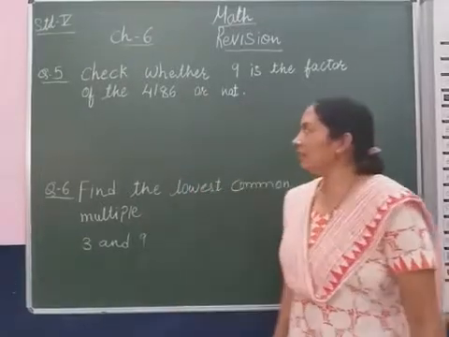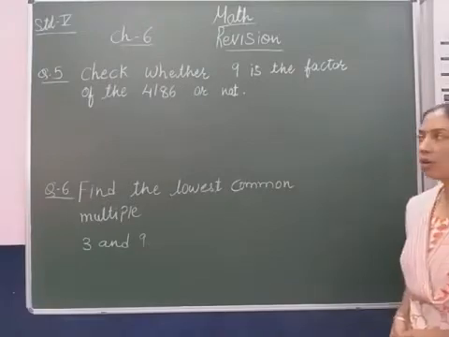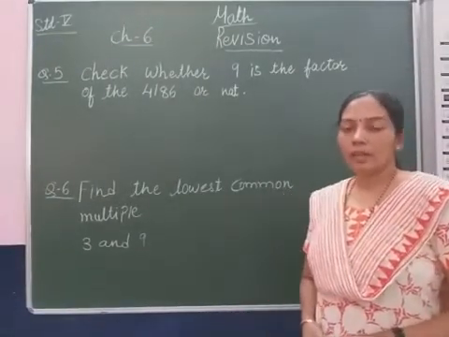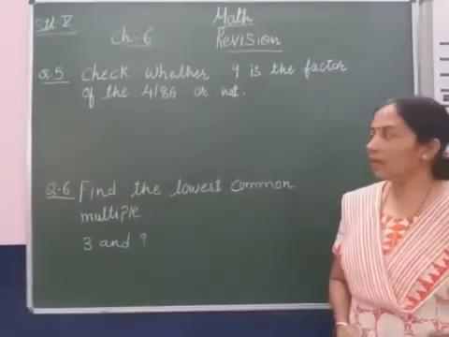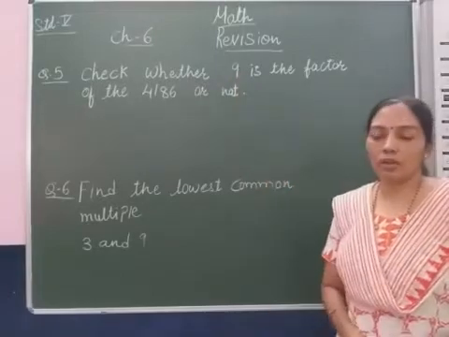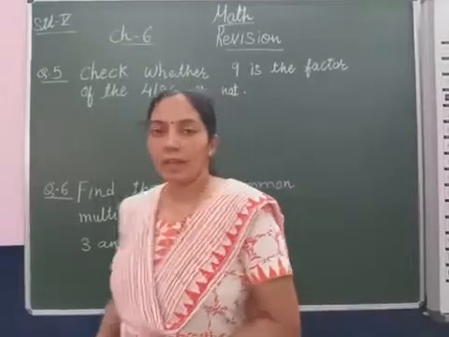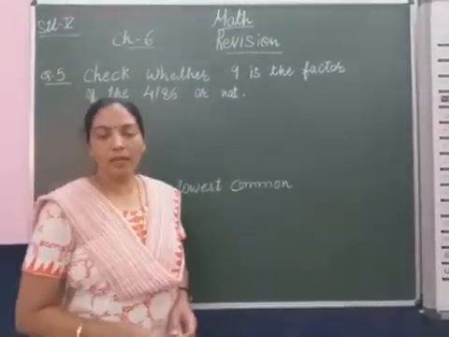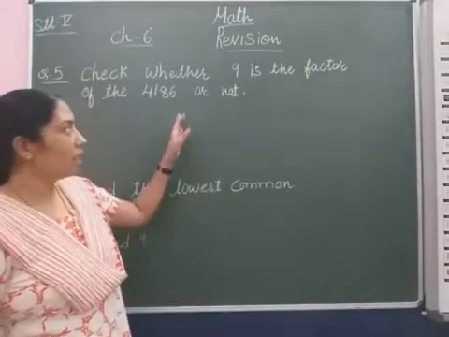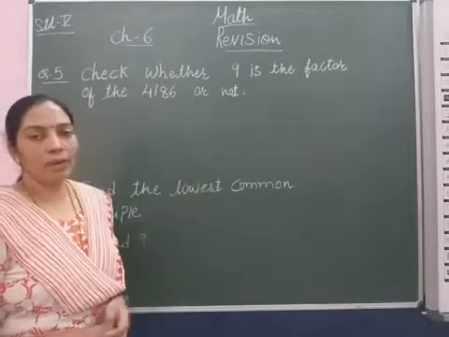Students, here the question is, check whether 9 is the factor of 4186 or not. Here we have to check whether this number is a factor of 9 or not. If this type of question is given, then we have to do it by the long division method. How can we say that this number is a factor of another number?